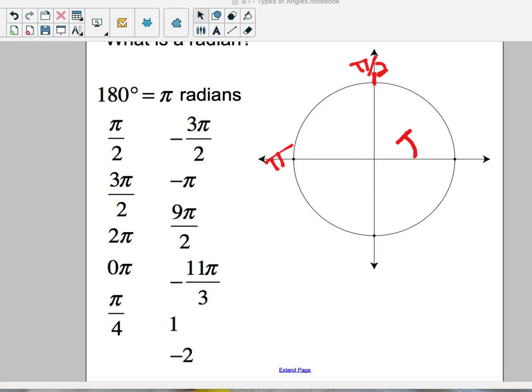1 is trickier, right? 1 is not in terms of pi. So that's kind of going back to what we thought of when we started the warm-up. 1 just means 1 radian, which is about 57 degrees, right? So maybe something like there. And then negative 2 might be a little trickier. This is negative pi over 2 if I want to do that. And pi is 3.14. So pi over 2 would be like 1.57. So just to kind of have an idea of where negative 2 would be, right?